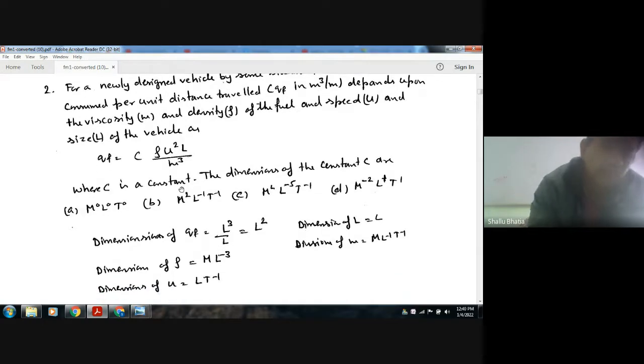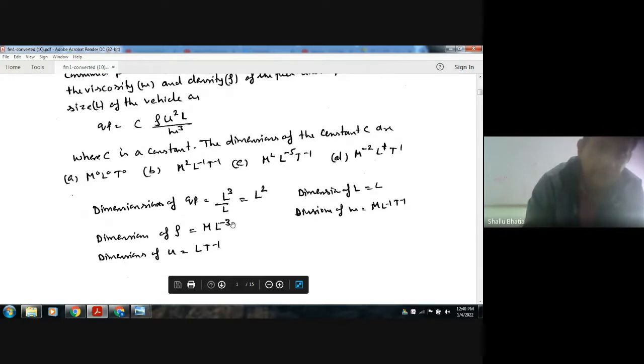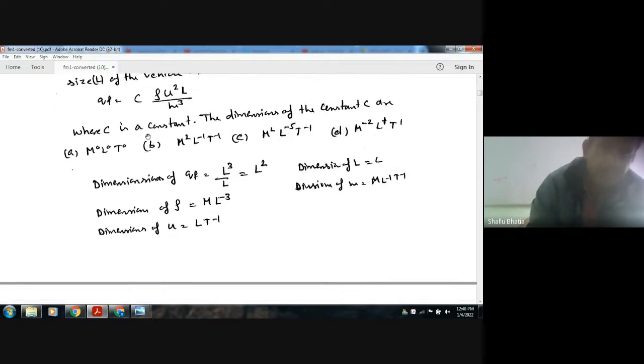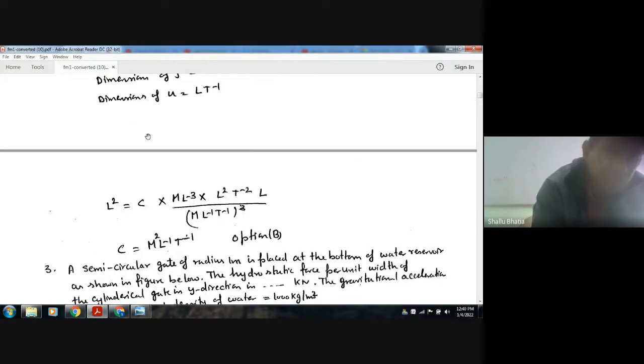Okay, so putting the dimensions of all the other parameters: QF is L cube by L, or L square, and rho is M L minus 3, and u is L T minus 1, and L is L, and the dimension of viscosity is M L minus 1 T minus 1. So you have to remember these dimensions. Putting these, you can get C. So the dimension of C is M square L minus T minus 1. So option B is the answer.